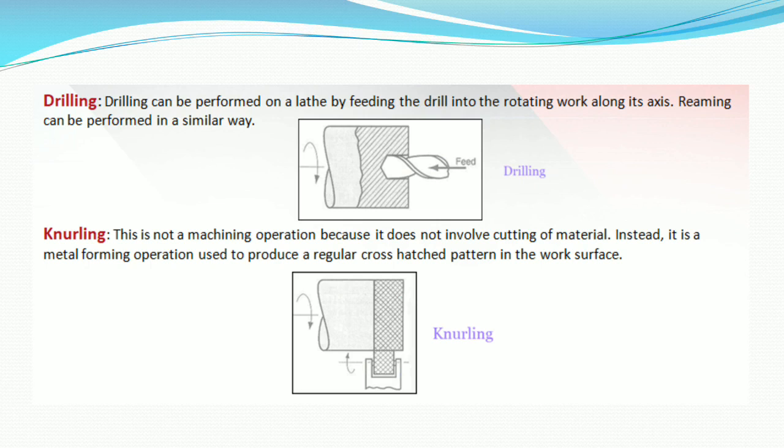This is not a machining operation because it does not involve cutting of material. Instead, it is a metal forming operation used to produce a regular cross-hatched pattern in the work surface. And this is a figure of knurling.